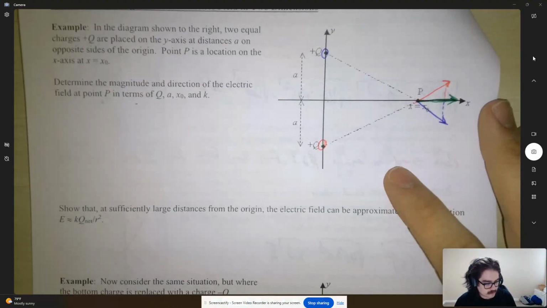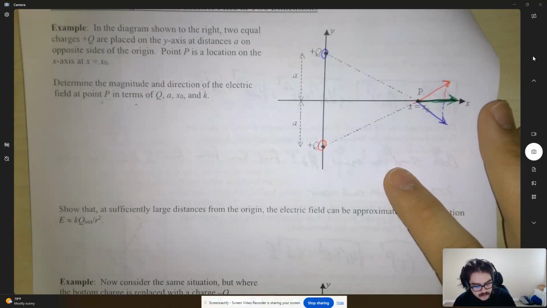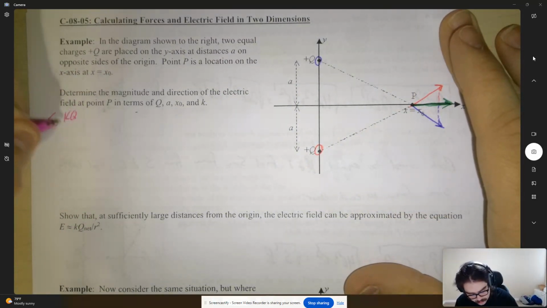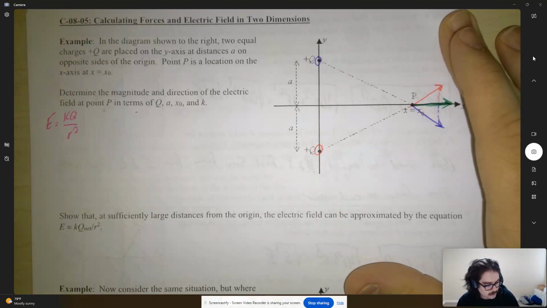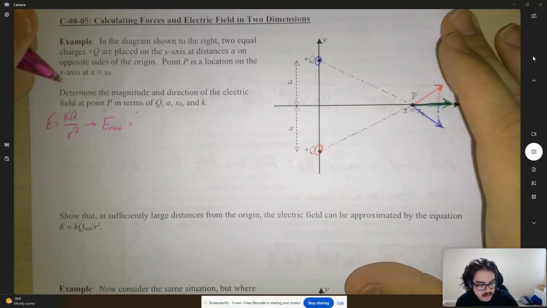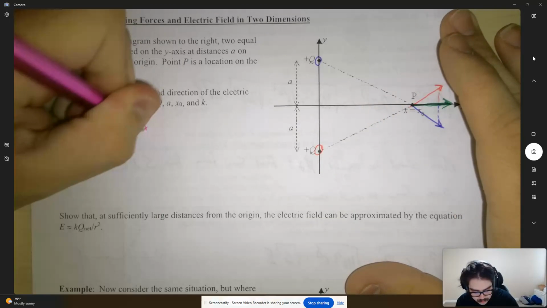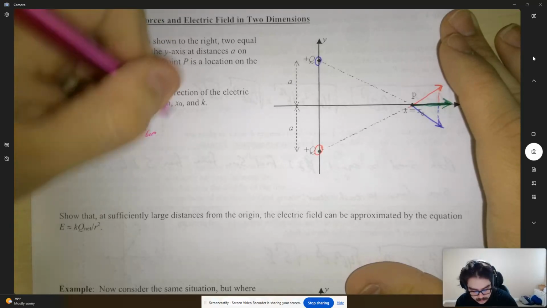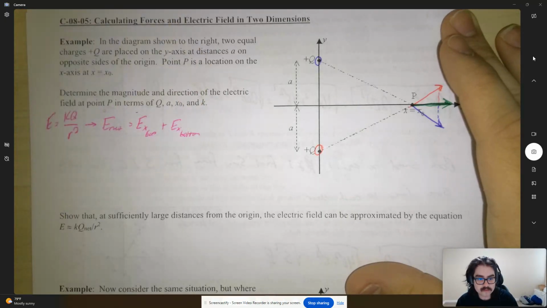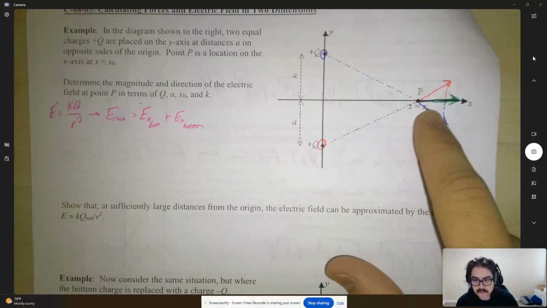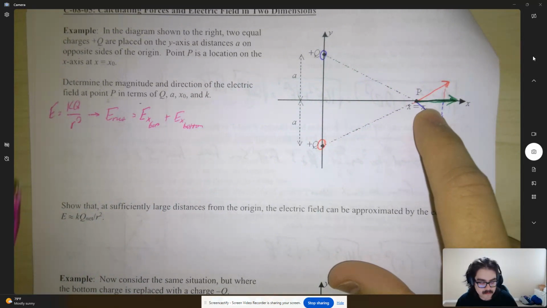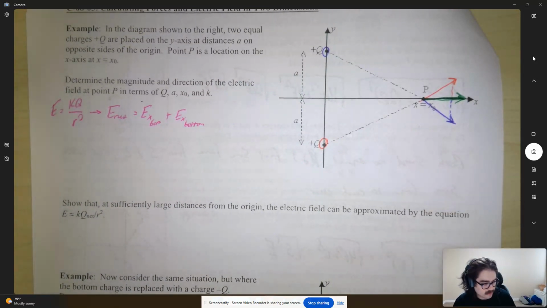So let's take a look. Okay. If I know that the electric field is equal to kq over r squared, and I know that really the net electric field is going to be equal to the x component of the top charge's electric field plus the x component of the bottom charge's electric field. Okay. Then I just need to add those two up. I need to figure out what the x component is of that. Okay. I will need to use theta.